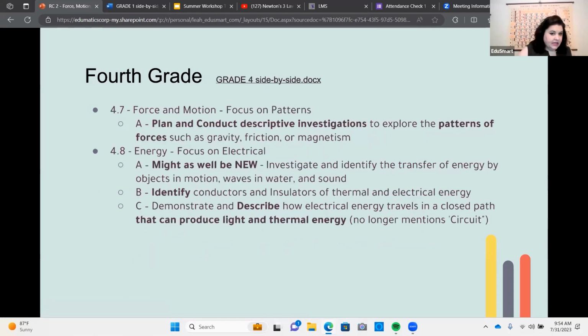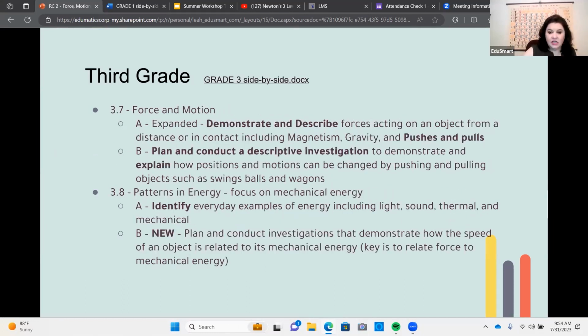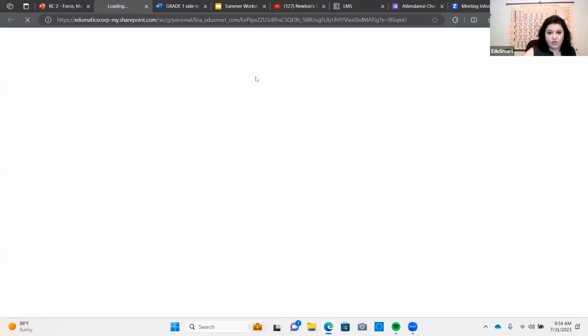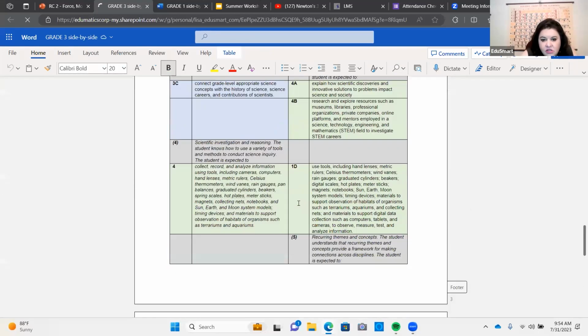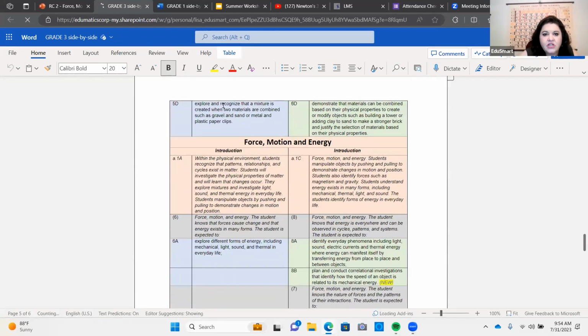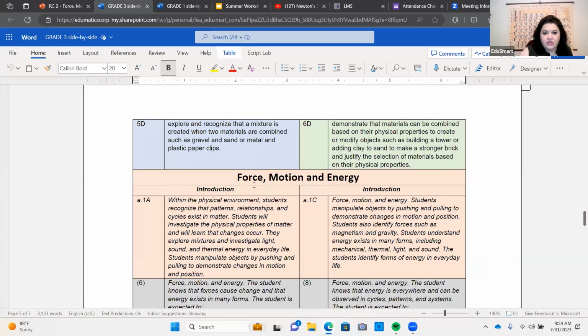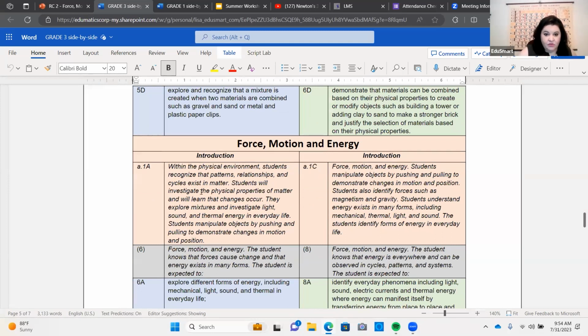So that's third grade. Also, I do want to point out, starting in third grade, the actual knowledge and skill statement, and we'll look at it here, has changed to include patterns. So let me find, here's force and motion. So this is the actual knowledge and skill statement, and it says, within the physical environment, students recognize that patterns, relationships, and cycles exist in matter. And then you go on to learn to investigate.